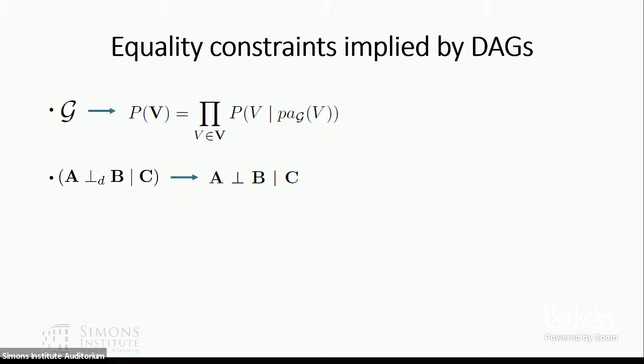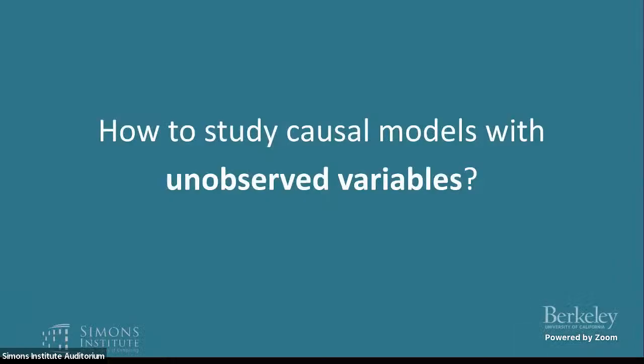Conditional independence relations are also equality constraints. And moreover, we have this feature that if we want to test them, we need the variables in the conditioning set to be observed. Because what happens if you have some unobserved variables in a DAG? If you have unobserved variables here, we won't be able to test the corresponding conditional independence constraints, right? And this is something that I want to focus on today. I want to ask how to study causal models with unobserved variables.